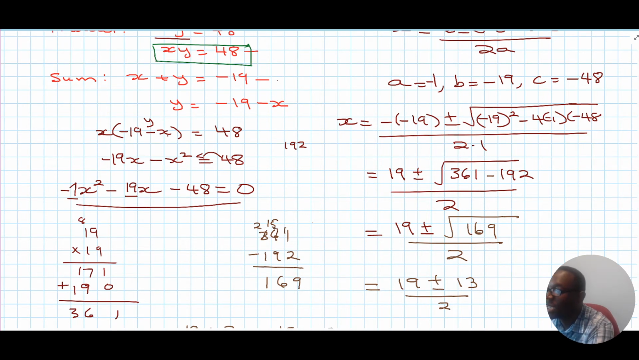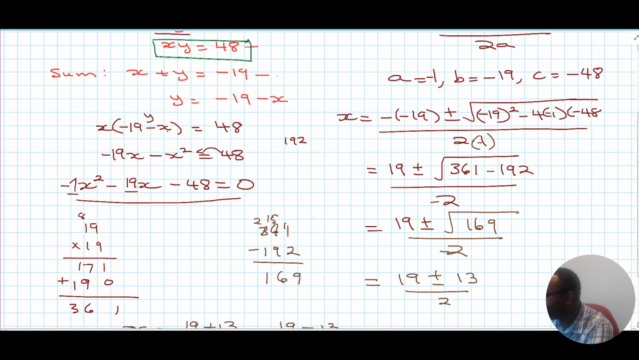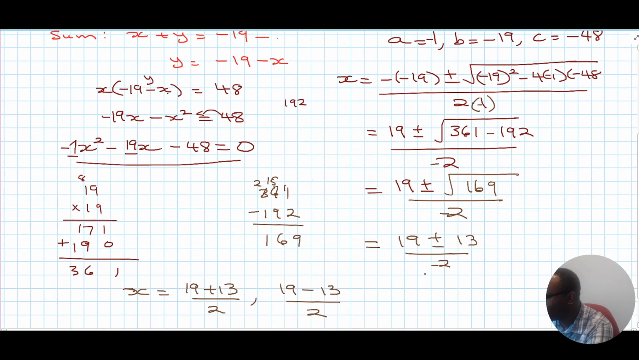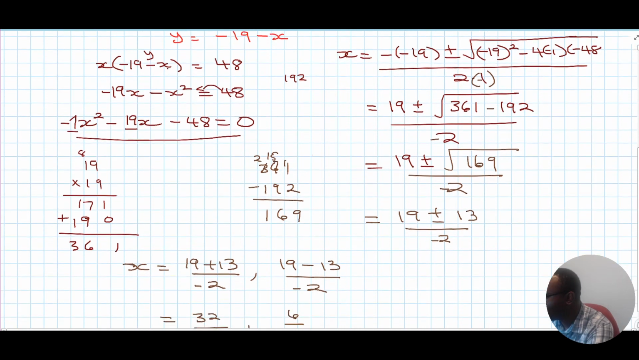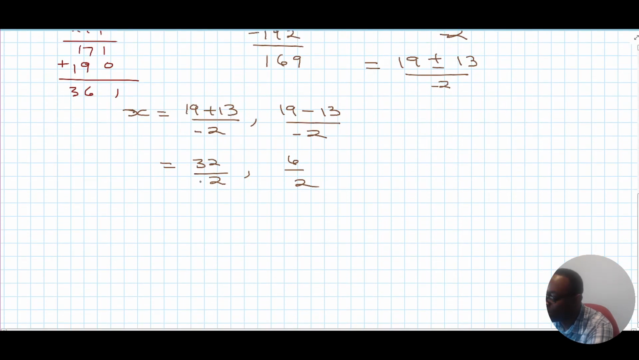So the mistake I made here is when I changed this to -1, I forgot to change it here. So we have -2 here. And so we have -2. This is going to be negative. And so we have 32 divided by -2, which is -16, and 6 divided by -2, we have -3. So those are the values of x.